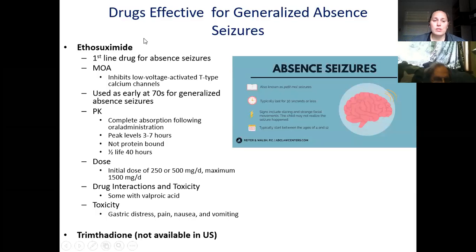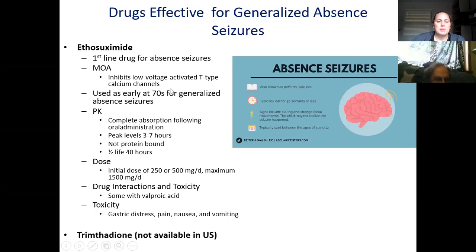Ethosuximide, first line drug for absence seizures. So again, recognize that we've undergone a color change. This is drugs that are effective for generalized absence seizures. Again, these have been classically called petit mal seizures. They're very short in time, generally 30 seconds or less. You'll see people almost zoning out, with a stare and strange facial movements. This is, I think, not necessarily more frequent in children, but is seen in children. They may not realize that the seizure happened, and it typically starts between the ages of 4 and 12.